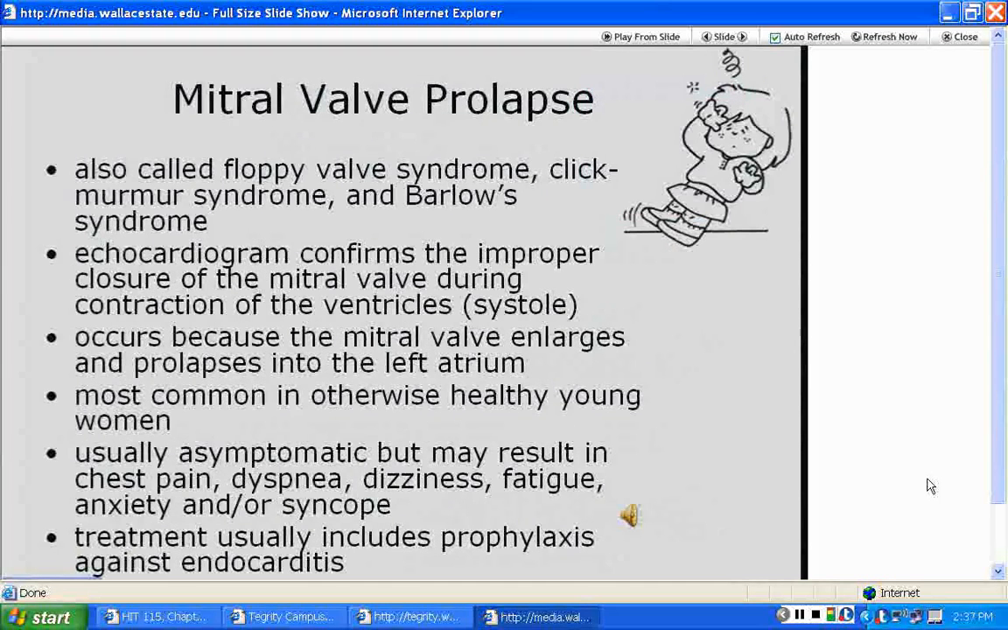Mitral valve prolapse. This term may be familiar to many of you. This is a condition that occurs in otherwise healthy young women. Yes, men can have mitral valve prolapse, but it's just not very common. It's much more common in women who are otherwise healthy. Also called floppy valve syndrome, Click-Murmur syndrome, Barlow syndrome, MVP, mitral valve prolapse.